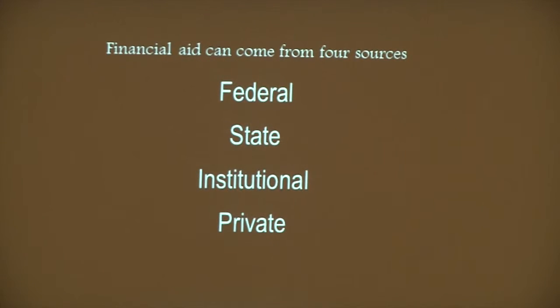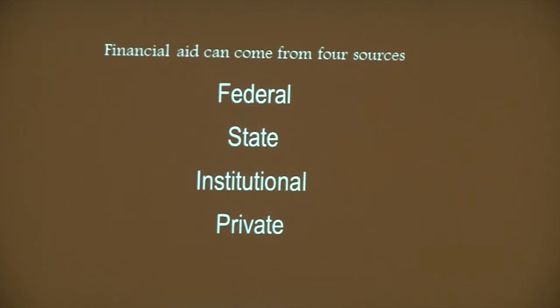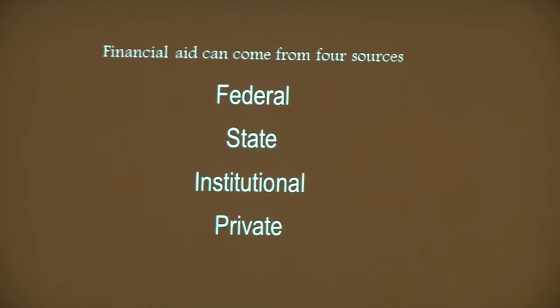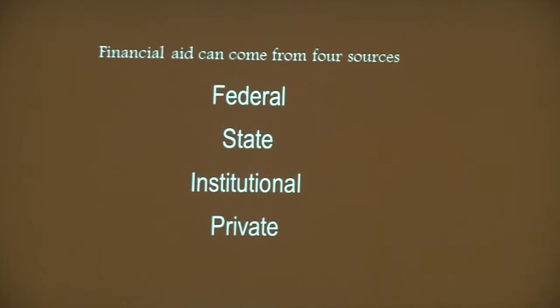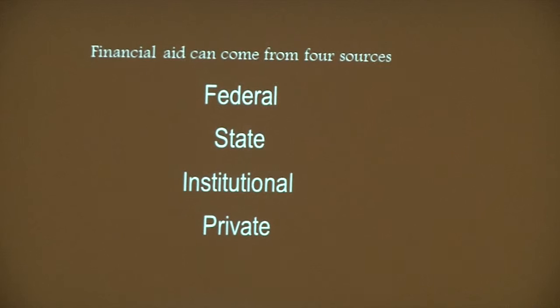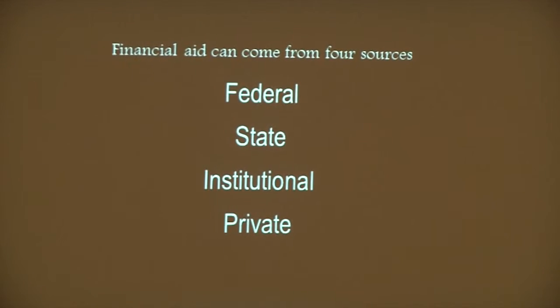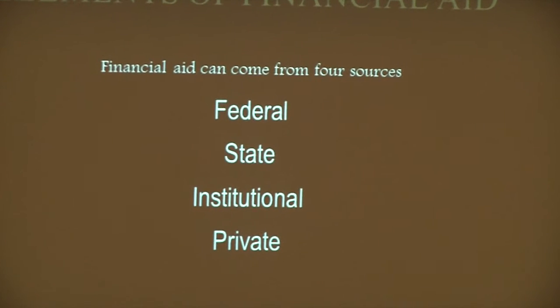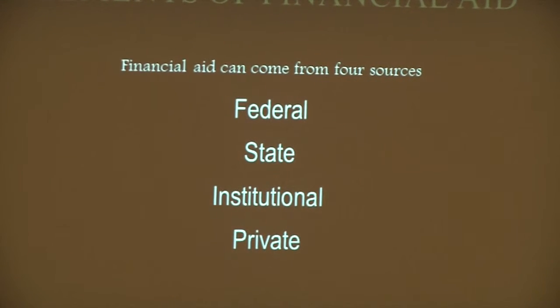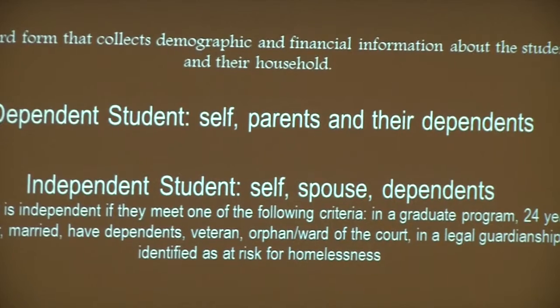Conveniently, those 4 types of financial aid come from 4 different resources. The federal and state governments provide financial aid to students, as do the colleges and universities they attend. And then there are private resources, things like foundations, organizations, employers, companies, and private individuals that provide scholarships to students.